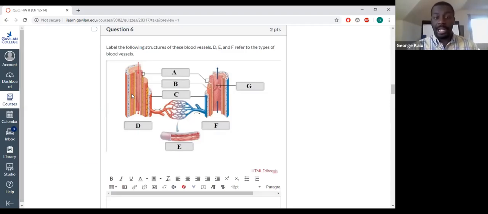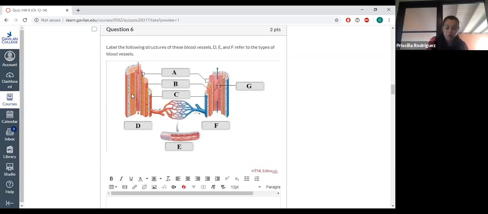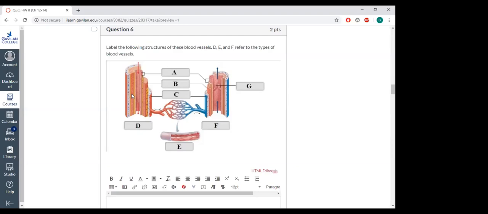Now, again, if we're looking at a systemic vein versus a systemic artery, which one carries oxygenated blood? The artery, right? If it's away from the heart, then systemic arteries will always carry oxygenated blood.